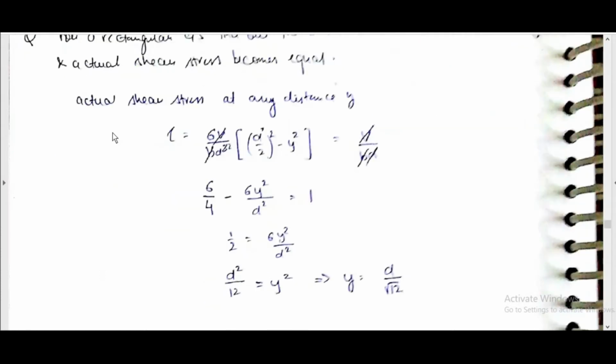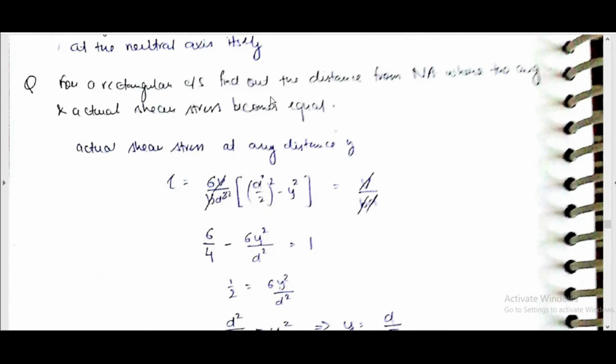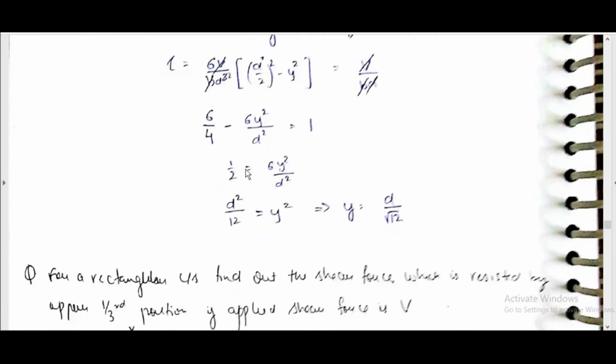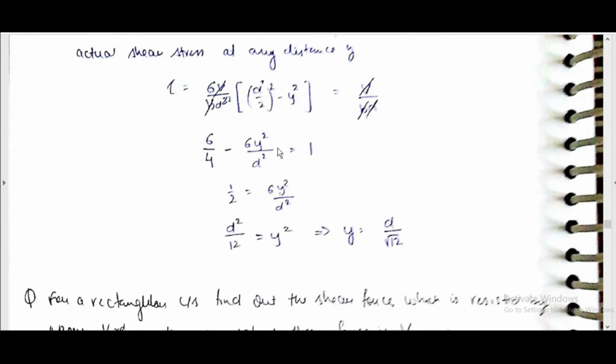For a rectangular cross section, find the distance from the neutral axis where the average and actual shear stress become equal. Actual shear stress at any distance y: tau is equal to 6V by b d cube into ((d by 2) whole square minus y square). Equating to the average, 6 by 4 minus 6 y square by d square is equal to 1, so 6 y square by d square is equal to 1/2, so y square is equal to d square by 12, y is equal to d by root 12.